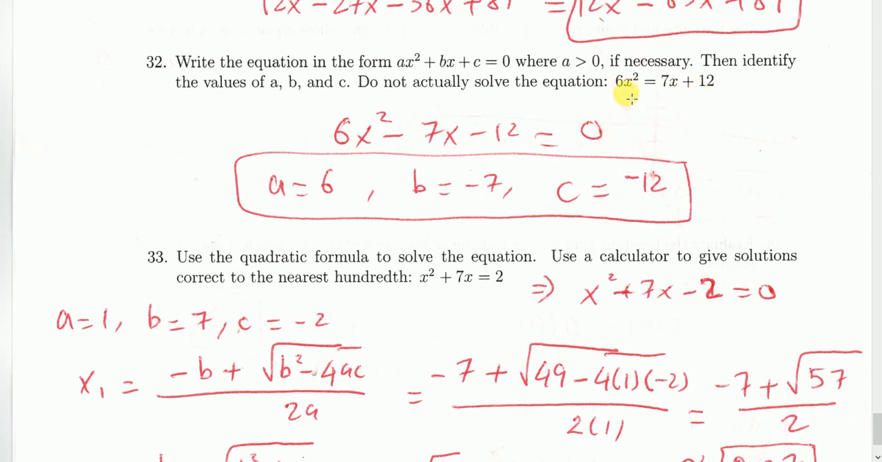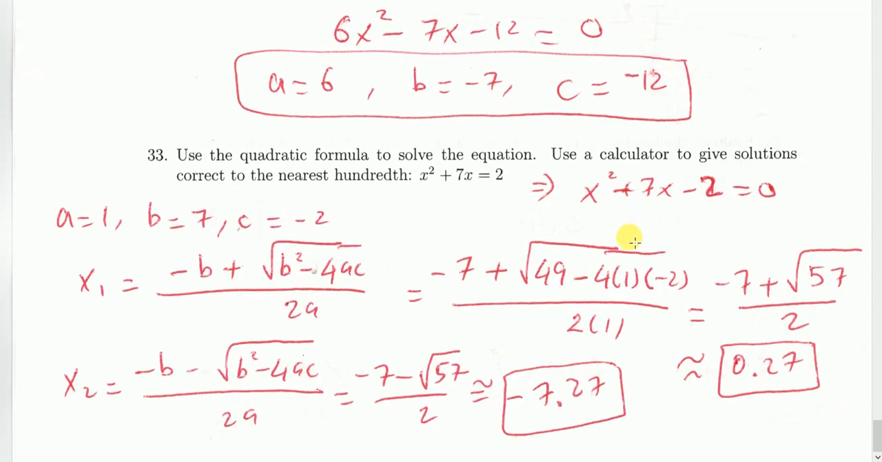On the left side, we do the same thing: 6x squared minus 7x and minus 12. So this one is exactly the same as the format. Whatever is in front of the x squared term is a, which is 6. Whatever is in front of the x term is b, which is minus 7. And the single number is c, or minus 12. So just read them directly from this equation. You have a, b, and then c.